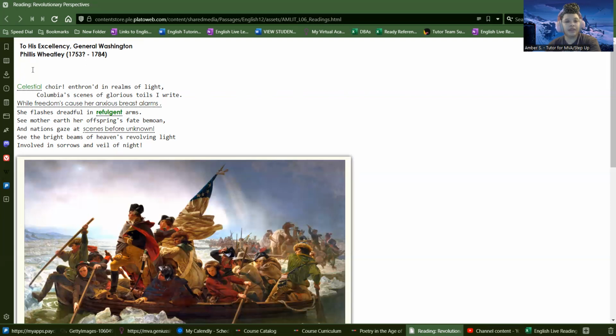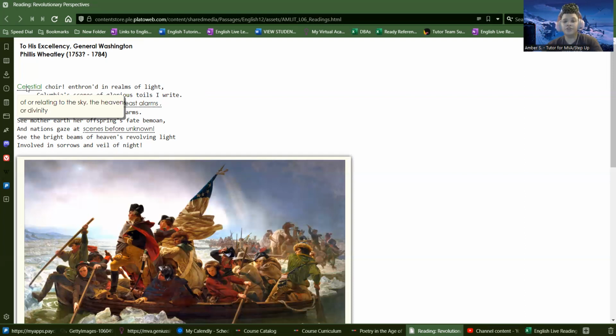So starting from the beginning: "Celestial choir enthroned in realms of light, Columbia's scenes of glorious toils I write." So celestial just means of the sky or of heavens, or divinity. Celestial things usually have to do with heavenly things.